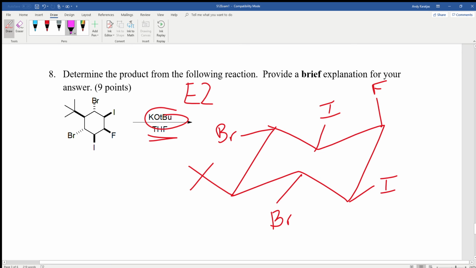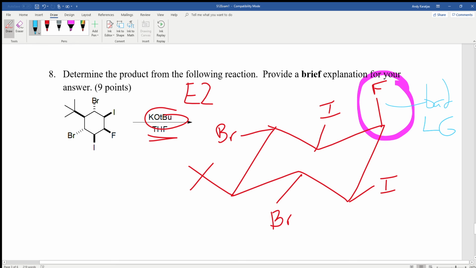Now remember, in order to adopt that anti-periplanar conformation in a cyclohexane ring, that means it needs to be in an axial position. The only substituent in an axial position is this fluorine. And unfortunately, fluorine is a very bad leaving group. Since it's a bad leaving group, we're not likely to be able to get any elimination to take place.